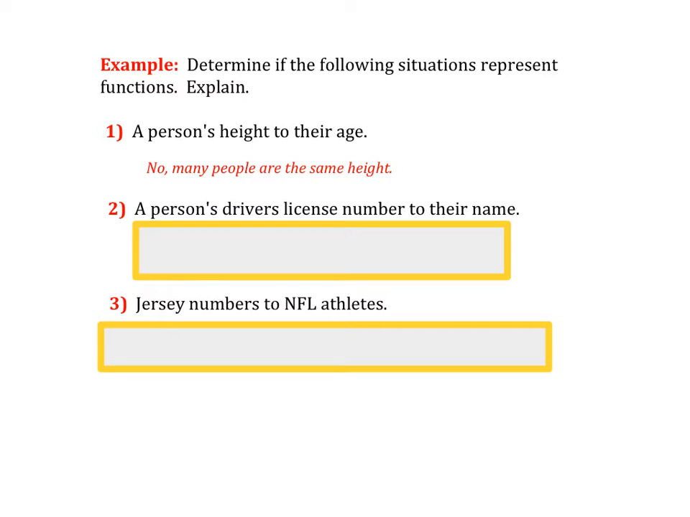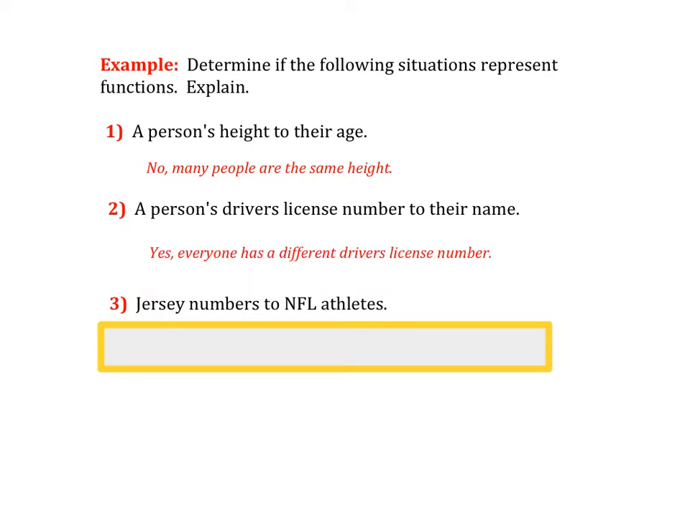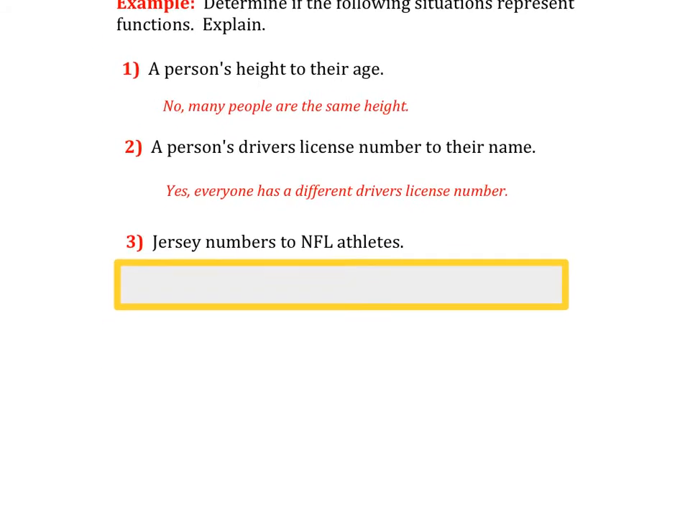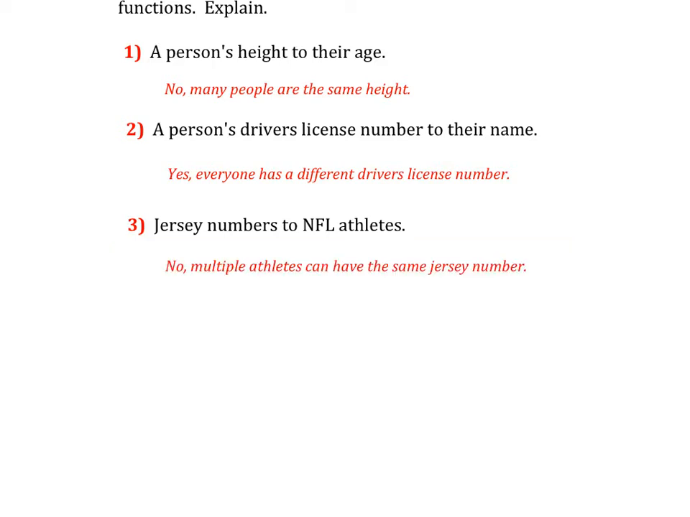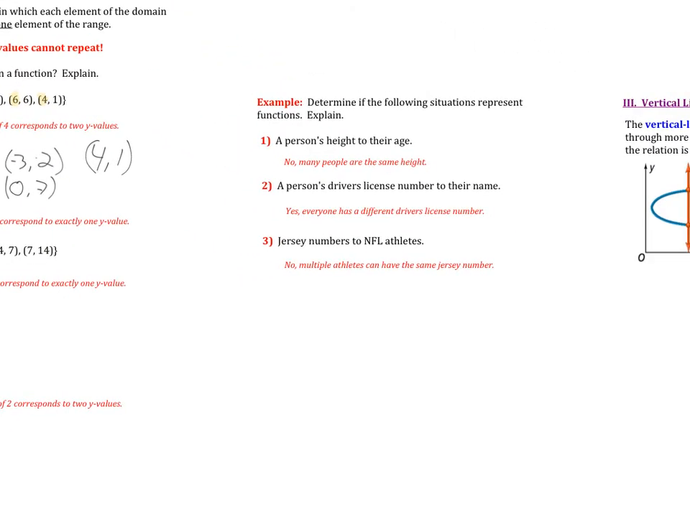Person's driver's license to their name. Yeah, that would be a function, right? Each individual driver's license number goes to one specific identity. At least I hope so, unless my identity got stolen. Jersey number to NFL athletes. Well, no, because several athletes wear the number 10 or the number 11 or 17. So those numbers are not unique to individuals.